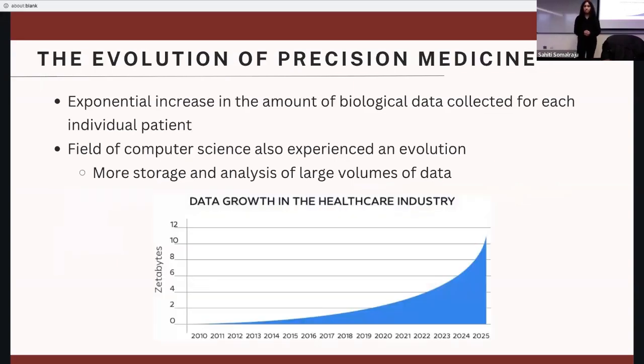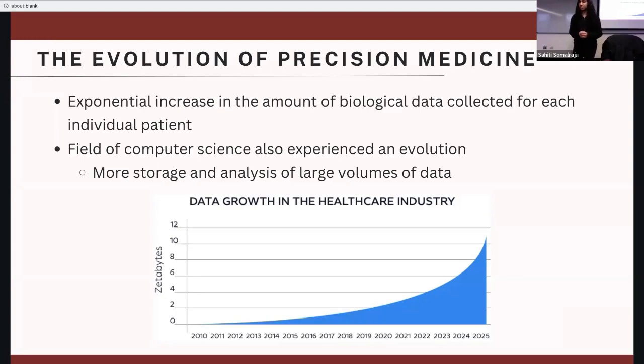So precision medicine has been evolving over the years. This is mainly because there's been an exponential increase in the amount of biological data collected for each individual patient. If you see the figure down here, it's showing that exponential growth in data throughout the years, and the y-axis is zettabytes. That's a lot of zeros. So we're dealing with a lot of data now.